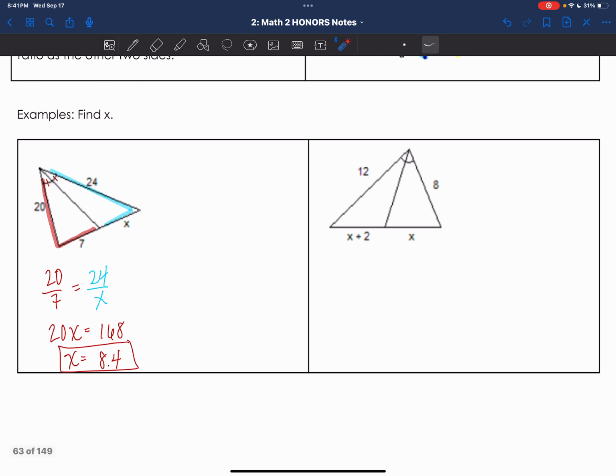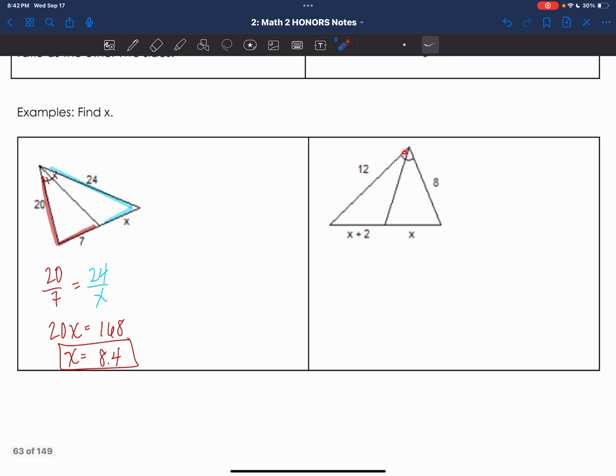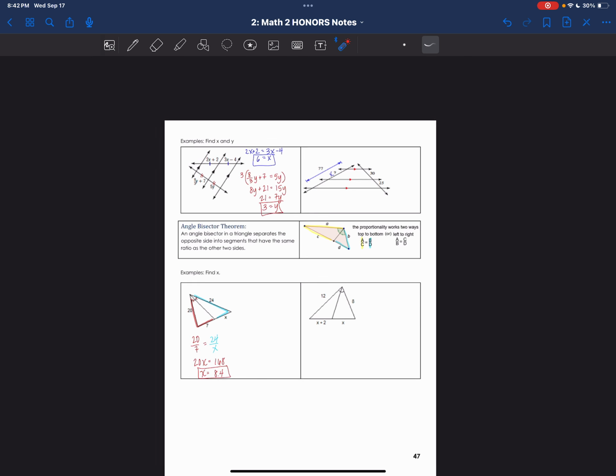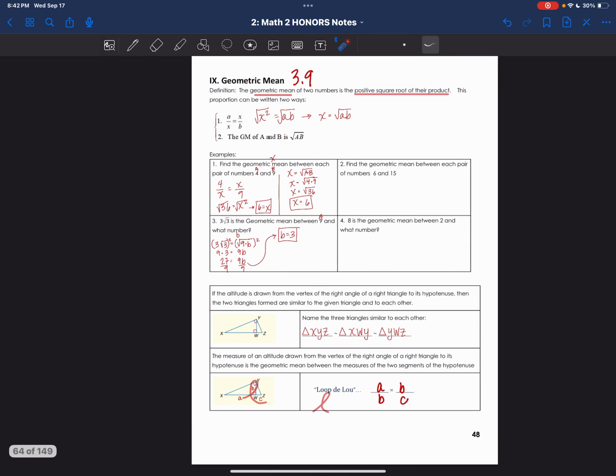So let's look here. Here's our angle bisector. That's split. So I know one side of the triangle is going to be equal to the other side of the triangle, which is here. And then again, cross multiply, solve for x. So again, look for your angle bisector, which is here. And I know this is going to equal that over that. So go ahead when you're solving this, set up your proportion, and that is your angle bisector theorem.